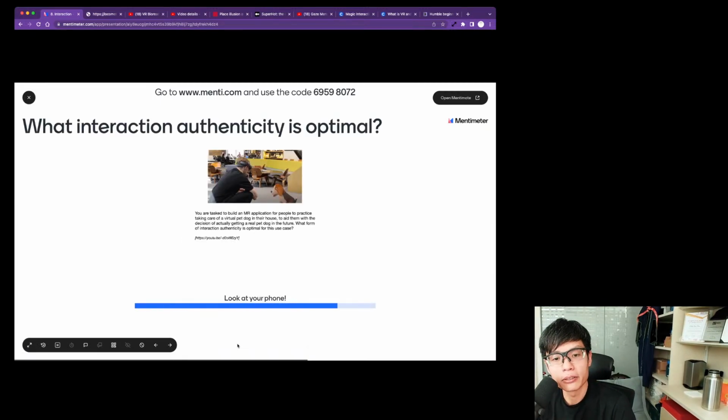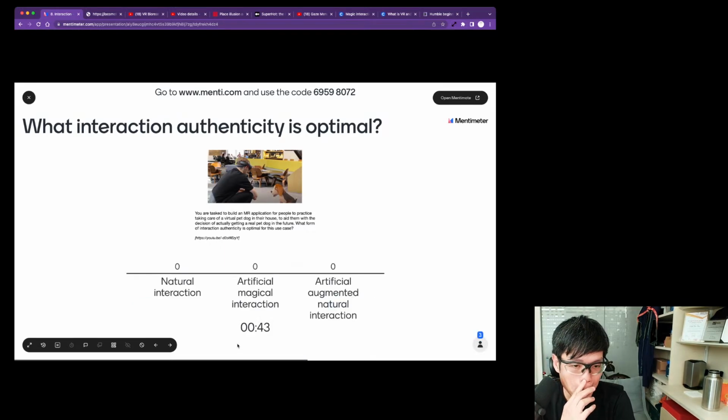Not sure why they cannot make the picture bigger. Okay. So this is somebody wearing HoloLens interacting with a virtual dog, which is what I'm trying to describe here. An MR application for people to practice taking care of a dog, before actually owning a real dog. I said in here that it is a way for people to understand all the nuances or the intricacies of taking care of a pet, before actually owning a real live dog in the future.